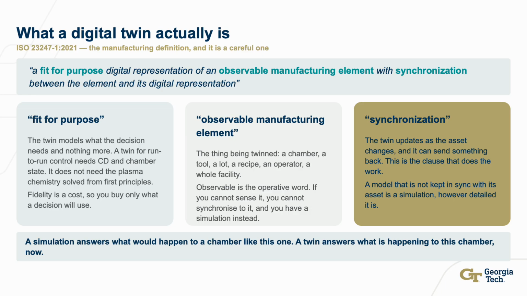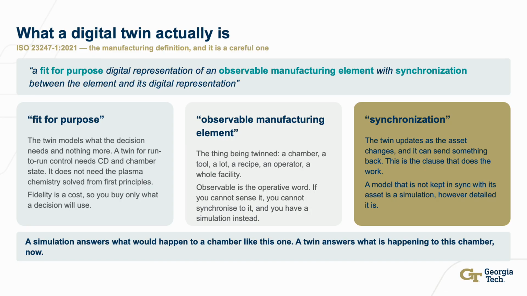Let's start with a real definition rather than a marketing one. ISO published a manufacturing digital twin framework, ISO 23247, first part in 2021, and its definition is on the slide. I want to read it slowly because every clause in it is doing the work. A fit for purpose digital representation of an observable manufacturing element with synchronization between the element and its digital representation.